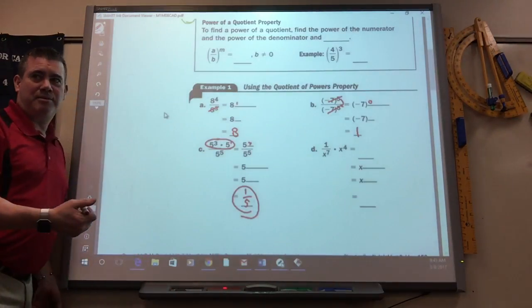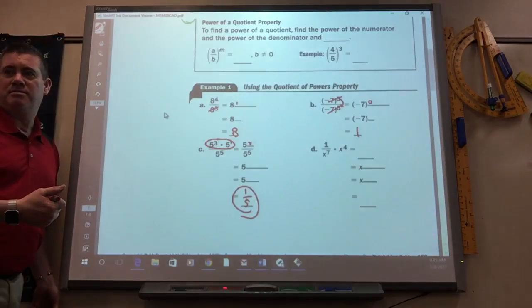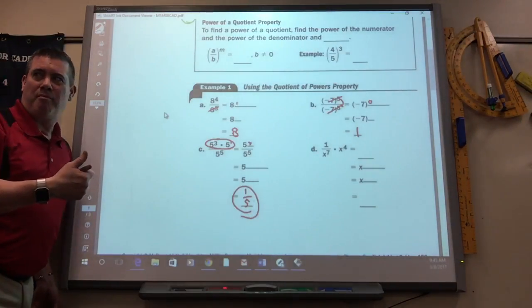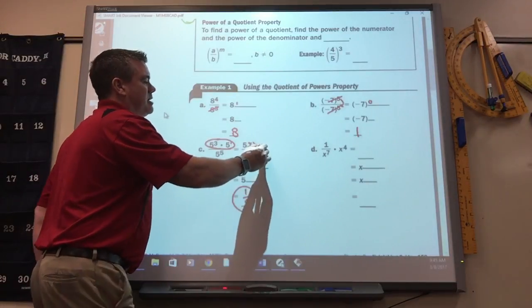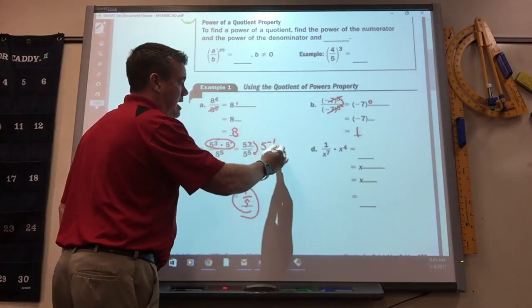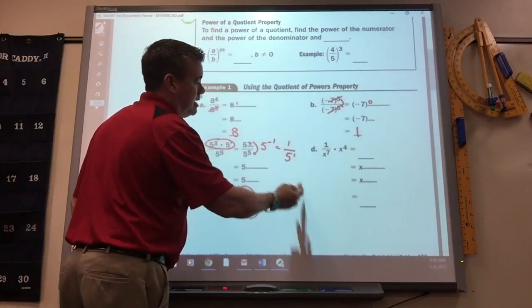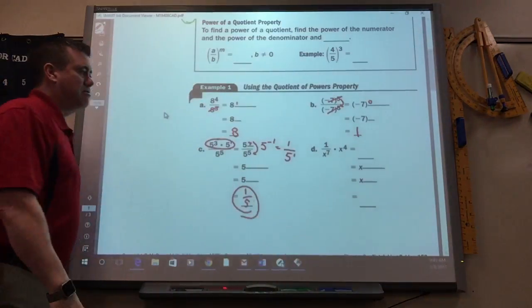Does everyone follow that, or am I just jumping ahead too fast? Because you would subtract 4 minus 5 is negative 1, and then you would have to put it underneath, and you don't need the 1 there, so it's just 5 to the first.